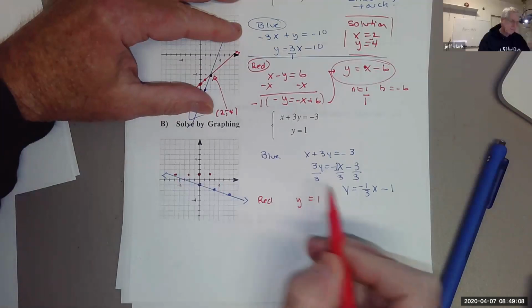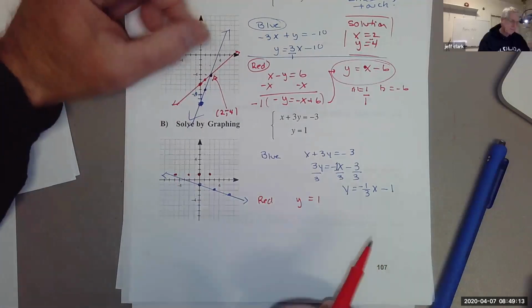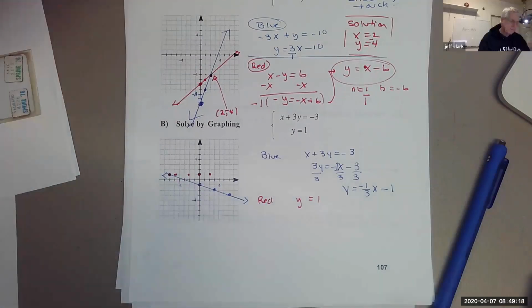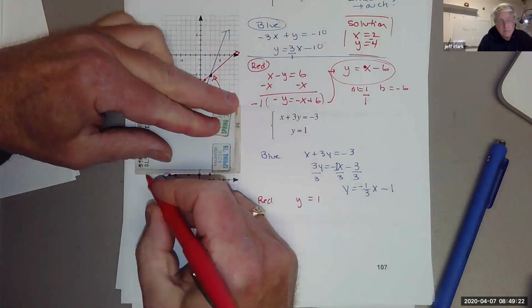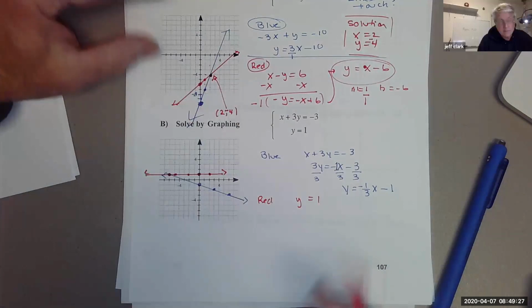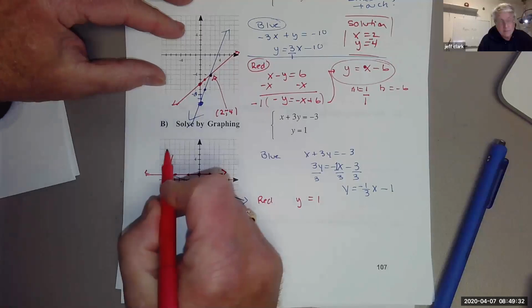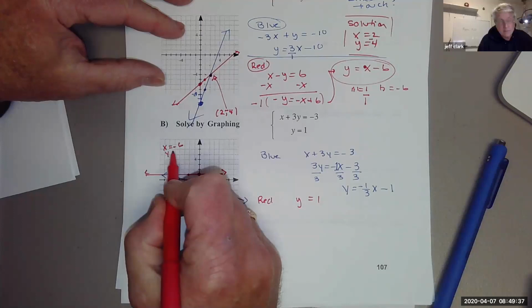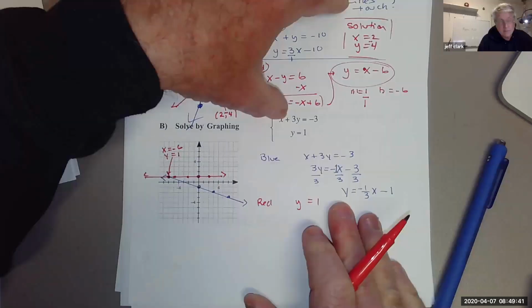So I see it's going to touch. The question is where is it going to touch? I wonder if it touches right there. Looks like it, but I need to check it. So I want to see if right there is the solution. It appears it's -4, -5, -6. It looks like x is equal to -6 and y is equal to 1. I wonder if that's true.